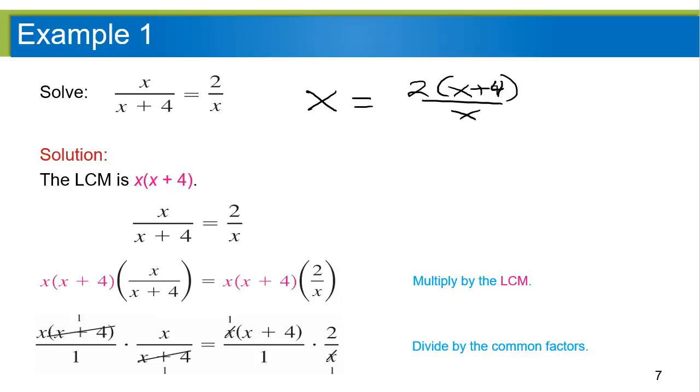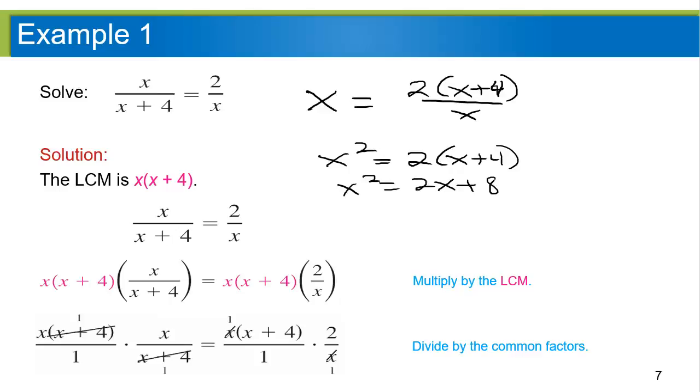Now, multiply both sides by x. X squared equals, let's not do two things at once, x plus 4, because that killed off the x. Now distribute. 2x plus 8 equals x squared. And now we have a quadratic. And hopefully you know how to solve quadratics.